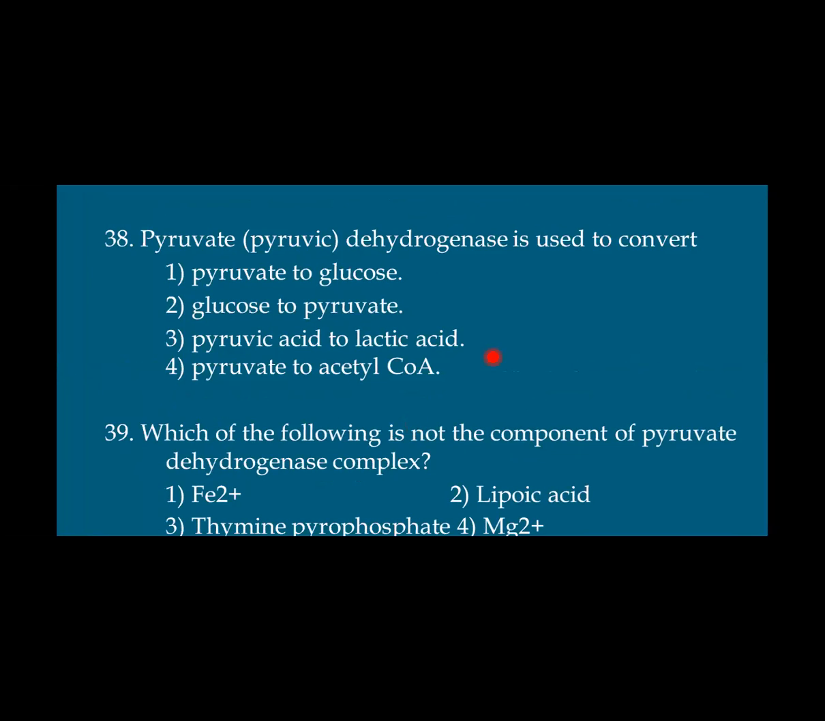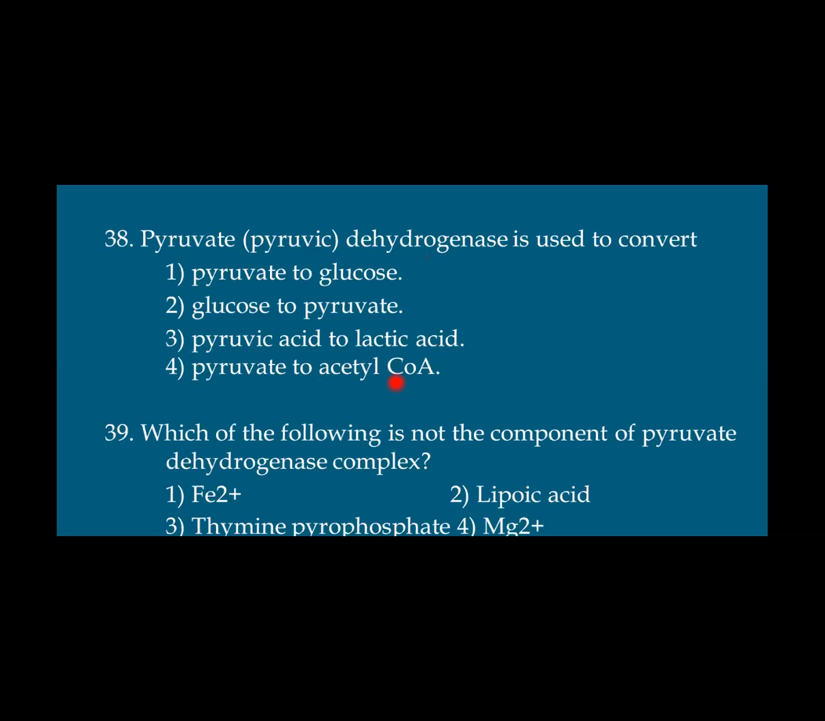Pyruvate dehydrogenase is used to convert... Okay. So what is this pyruvate dehydrogenase? This pyruvate dehydrogenase is converting pyruvate to acetyl-CoA. You also know that this step is called the link reaction or gateway step of the aerobic pathway, or the link reaction of Krebs cycle or aerobic respiration, where pyruvic acid is converted to acetyl-CoA. Option 4 is the answer.